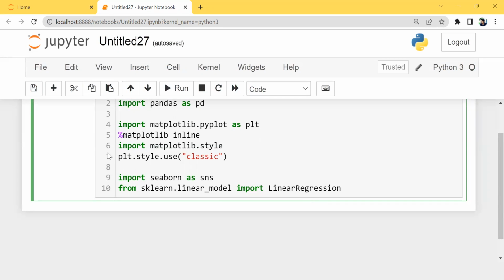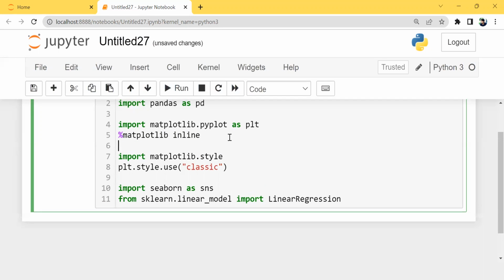To avoid that, I simply put this line, percent matplotlib inline. I'm telling Python that everything I plot using the matplotlib library should stay within this Jupyter notebook only. When I visualize the output of any plot using matplotlib, I need to see it within the Jupyter notebook environment and should not go somewhere else. For that I'm using this line.